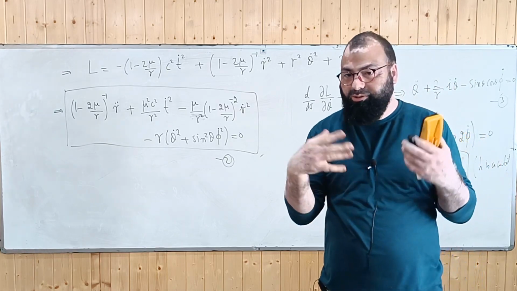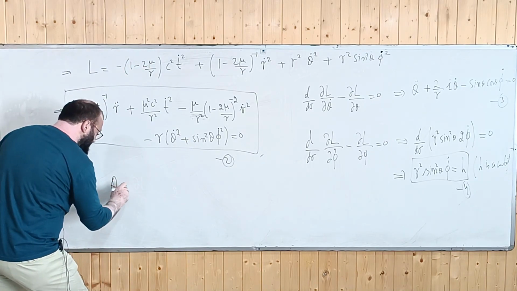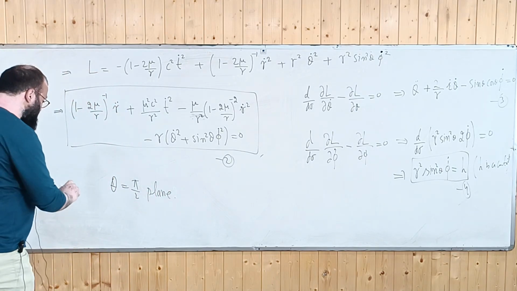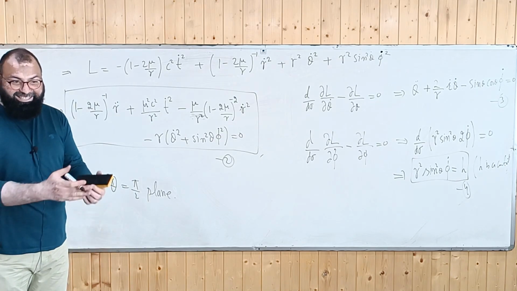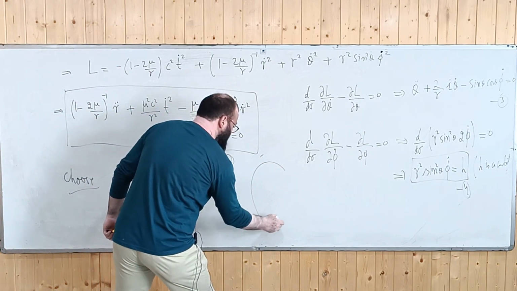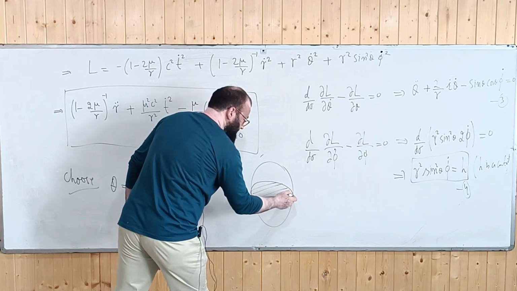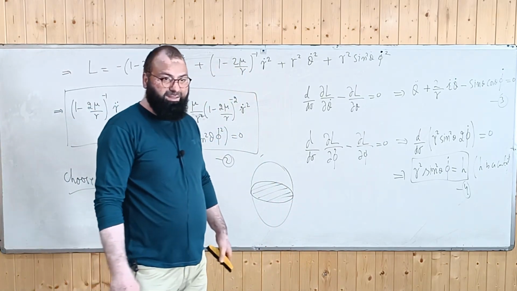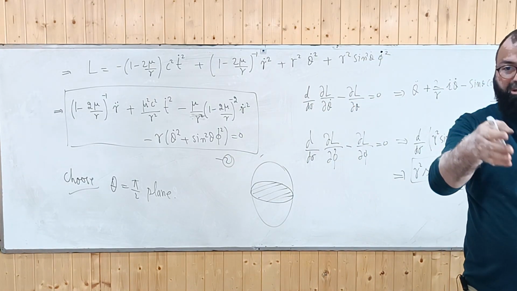So let's simplify this calculation. Because of spherical symmetry, we will choose the theta equal to pi by 2 plane. So we are in the equatorial plane. Theta equal to pi by 2 is the equator. Let's say this is a spherical body, and we are actually here. In this way we are choosing a free fall in this very plane. So we can think only of this plane now.